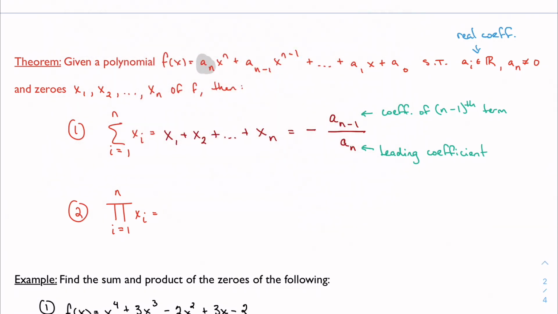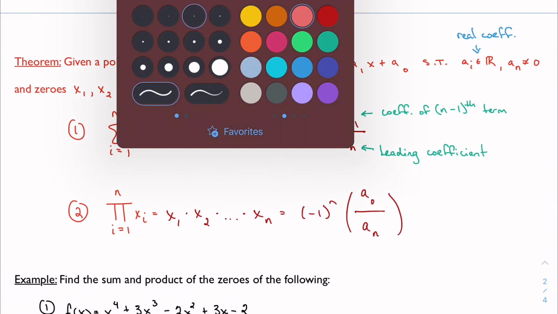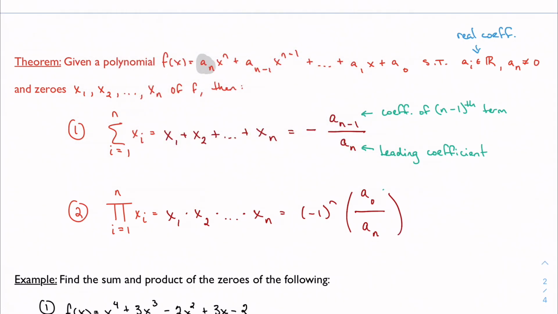If I have a product, it means the same type of thing, except it's multiplication, so it's root number 1 times root number 2 times all the way up to root number n. And it's a little more complicated looking. So negative 1 to the n, where n is just the degree, times a sub 0 over a sub n. Well, let's break this down too. A sub 0 is just the constant, right here. A sub n, again, is just the leading coefficient.